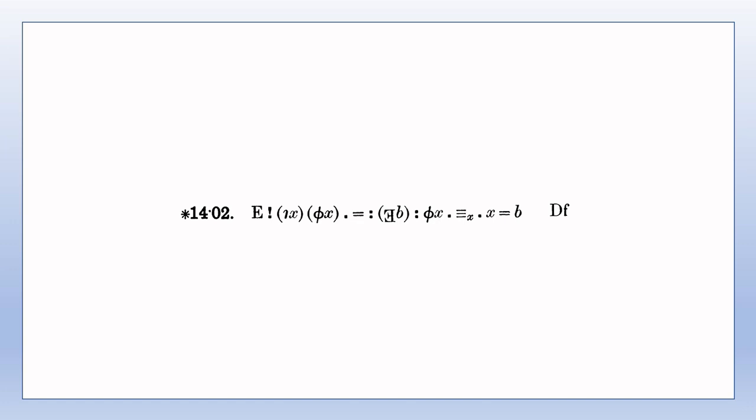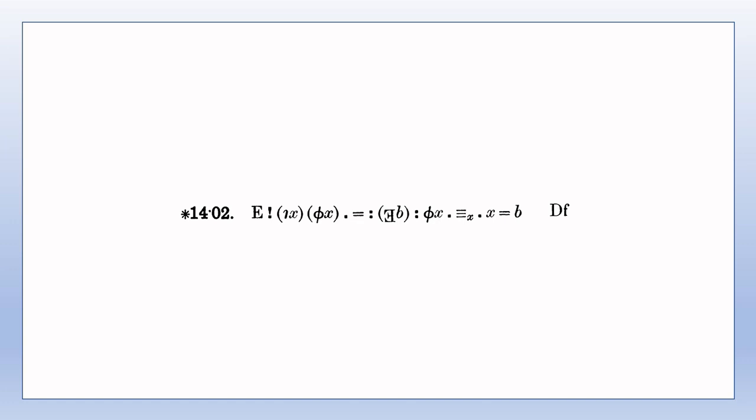Now assume exactly two values of x satisfying phi x, c and d, with c and d not equal. Then we have that phi c is equivalent to c equals c is true, but phi c is equivalent to c equals d is false. Similarly, we have phi d equivalent to d equals d is true, but phi d equivalent to d equals c is false. Moreover, for a value of x other than c or d, we have that both phi x is equivalent to x equals c and phi x equivalent to x equals d are true.